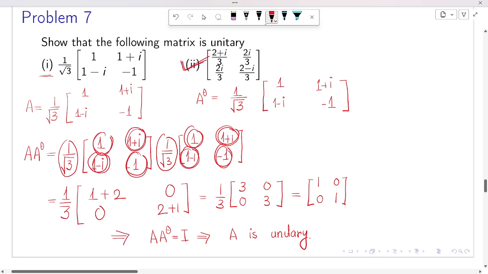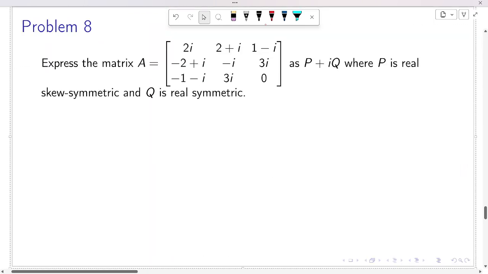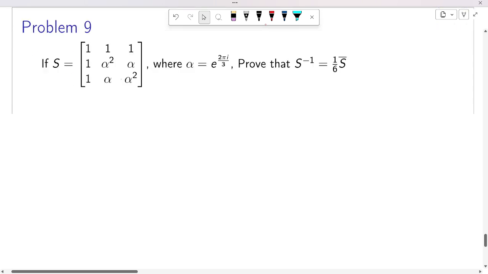Similar is problem number 2, so I am skipping this problem here. And let us move to the last problem of this exercise. I think this is the second last.